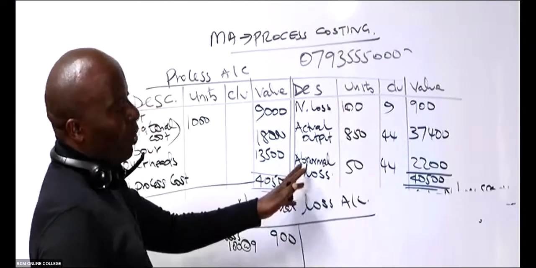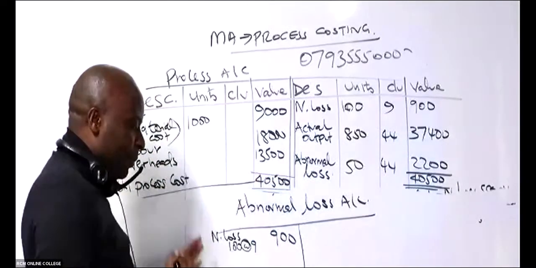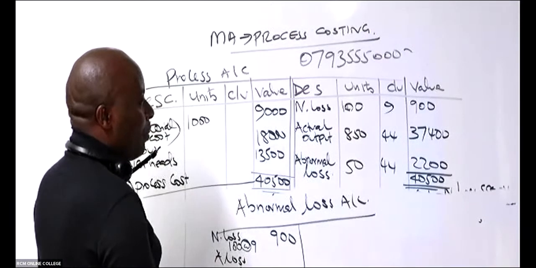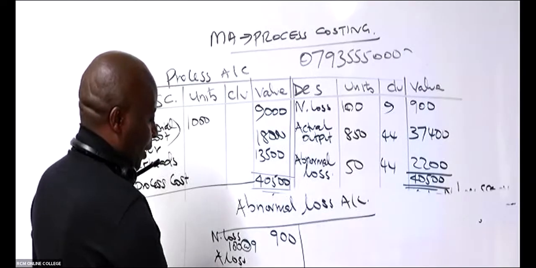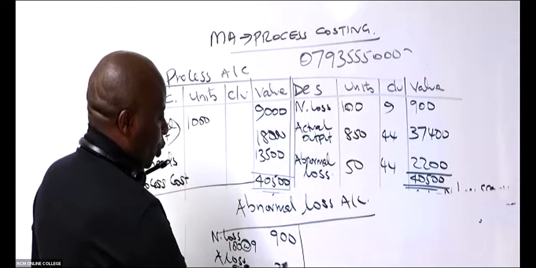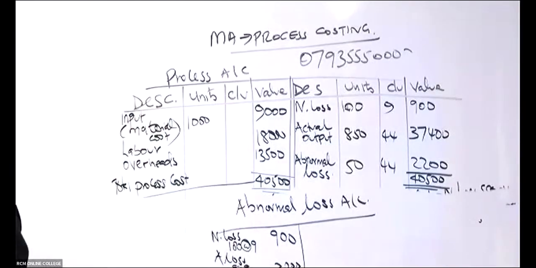And then we have abnormal loss, which was, ladies and gentlemen, credited here. So again, we debit it here. So we have abnormal loss, I can see 50 at 44, giving me 2,200.